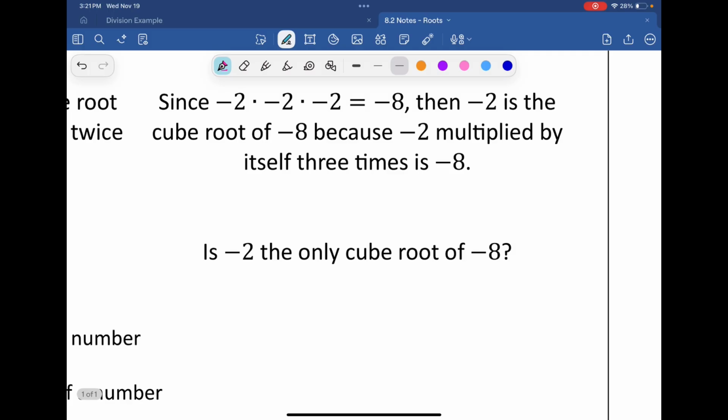Is negative 2 the only cube root of negative 8? Remember, a root is when you multiply a number by itself however many times. My only options to get an 8 when I multiply 2s are either all positives or all negatives. If I multiply all my positives together, I don't get negative 8, I get positive 8. So negative 2 is the only cube root of negative 8.